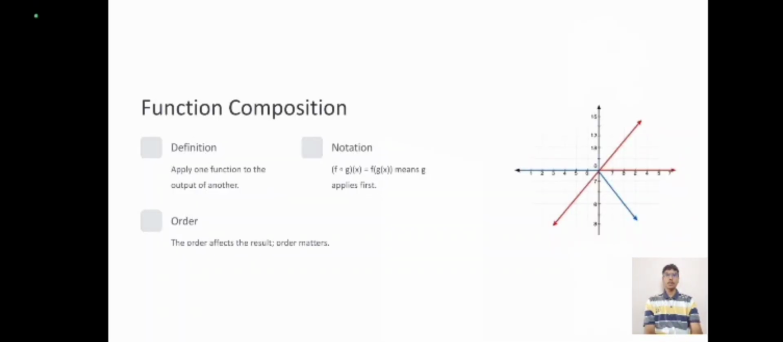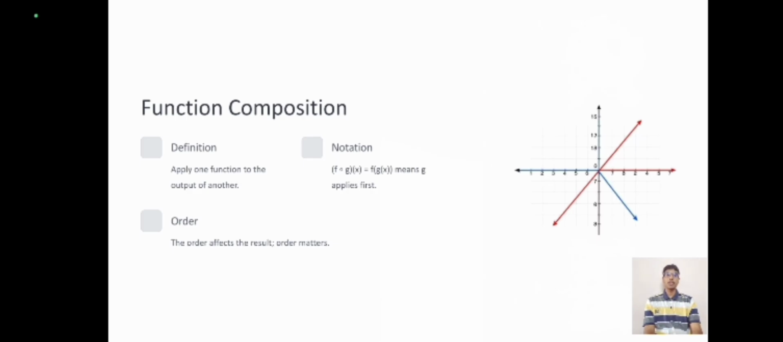Next, let's talk about a slightly more advanced concept called function composition. Function composition is the process of applying one function to the result of another function. It's like stacking two machines on top of each other. Whatever comes out of the first function goes directly into the second one.